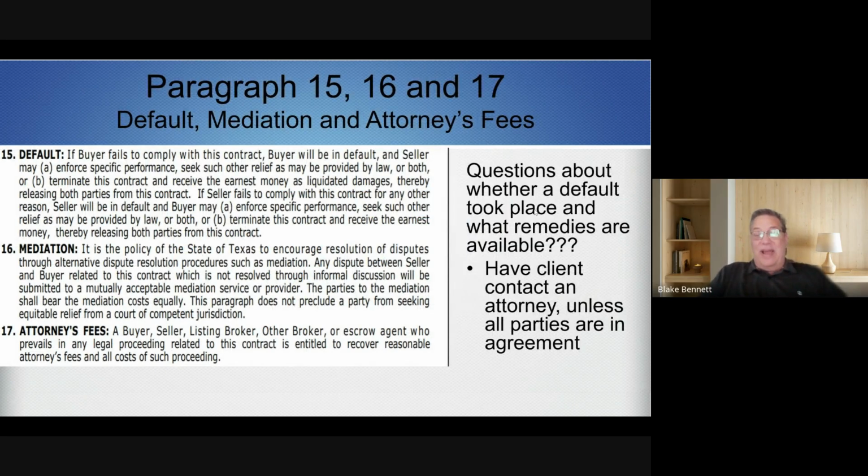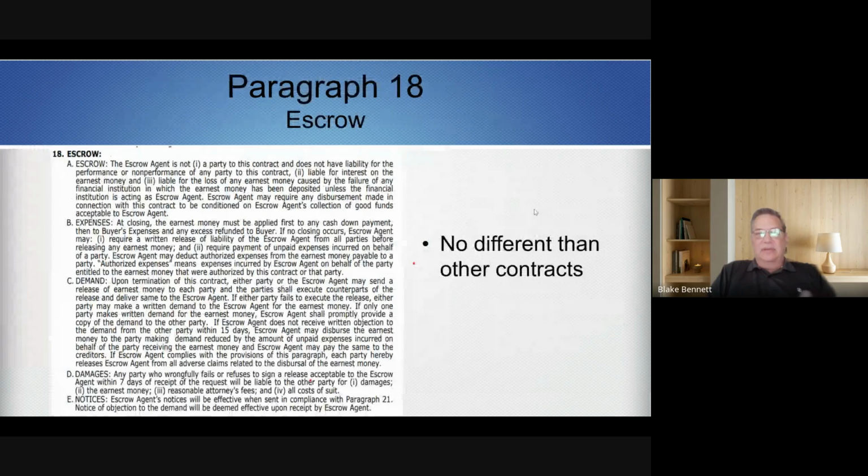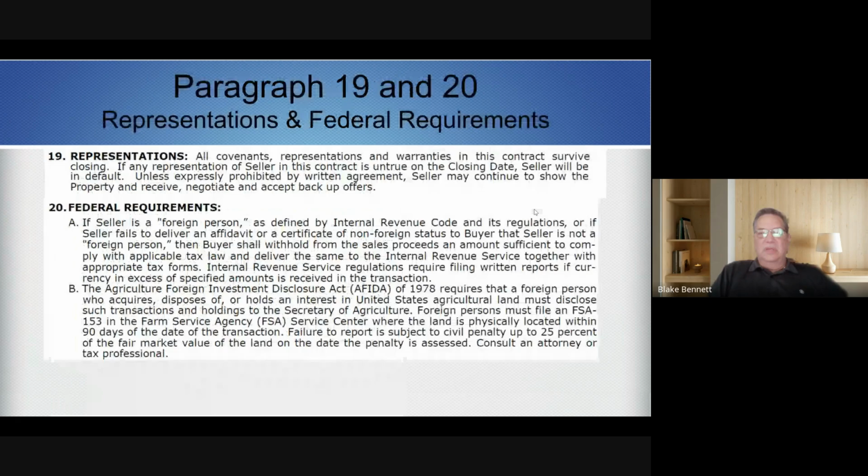We'll just keep on rolling. We're at the last part of the contract, 15, 16, and 17. This is, of course, have your client or attorney look at this. It's about your default. It's about how you're going to mediate if there's an issue, and attorney's fees. Have your client or attorney read this. Make sure everybody's in agreement. Paragraph 18, exact same as the other contracts with escrow.